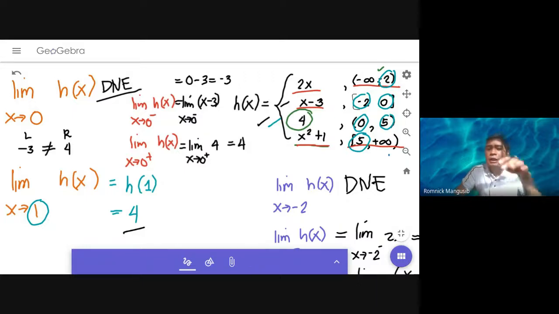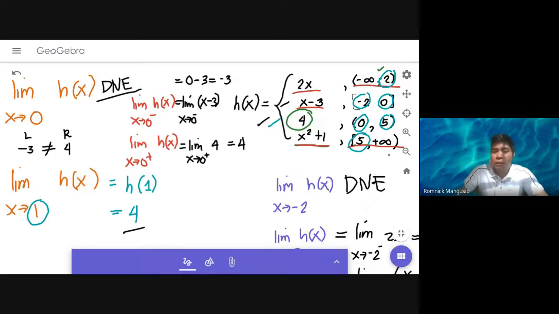Kapag napansin mo na critical yung value, doon mo na i-check yung left and right. Ang mga critical values lang naman, ito yung mga nasa gilid. Tulad na nakikita nyo, -2, 0, 5. Pag hindi na siya part of the critical value, ang gagawin mo na lang ay nag-evaluate ka na lang ng function. Hanapin mo kung saan napapabilang ang 1. At ito ay napapabilang dun sa pangatlong interval. Kaya siya constant na yung 4.